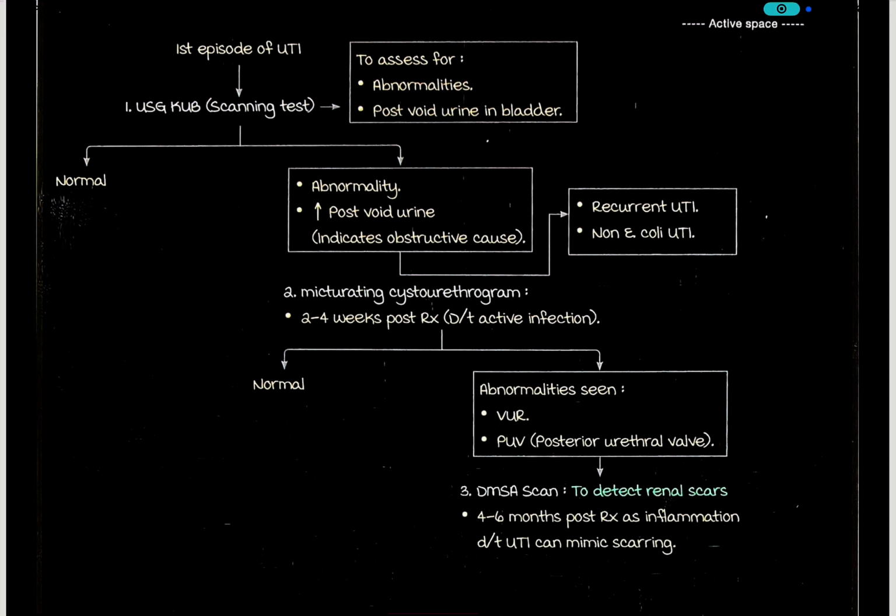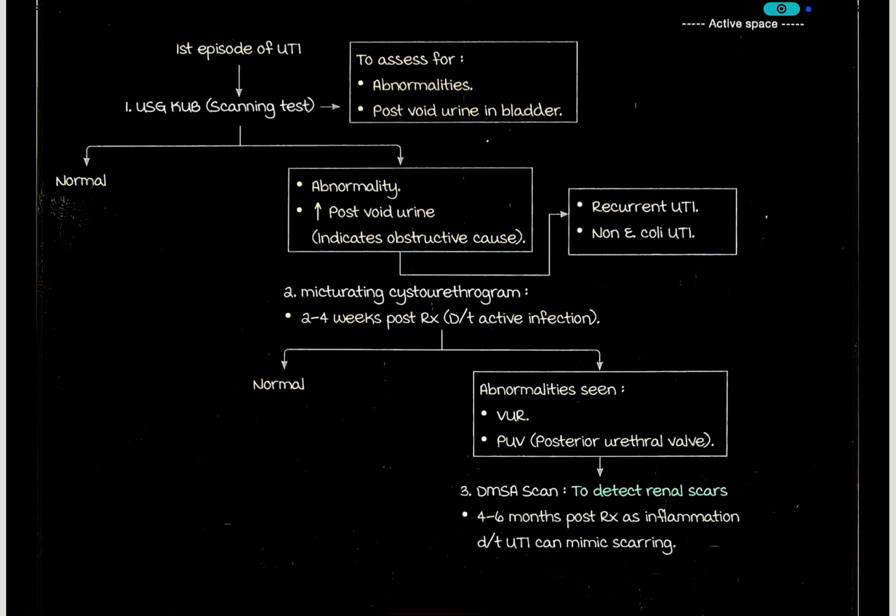Increased post void urine indicates an obstructive cause that can cause recurrent UTI, non-E. coli UTI. Second investigation is micturating cystourethrogram, 2 to 4 weeks post treatment, not during active infection. It could be normal or abnormalities may be seen: vesicoureteric reflux or posterior urethral valve.